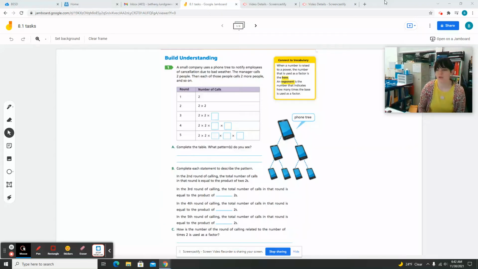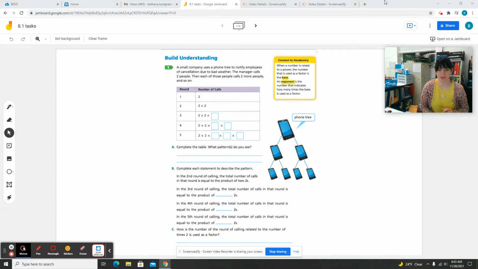Okay, so you should be in your book on page 235, task number 1. For this task, we're going to keep practicing our exponents. Now, for this scenario, a small company uses a phone tree to notify employees of cancellation due to bad weather. The manager calls 2 people, then each of those people calls 2 more people, and so on. So how is this related to an exponent?